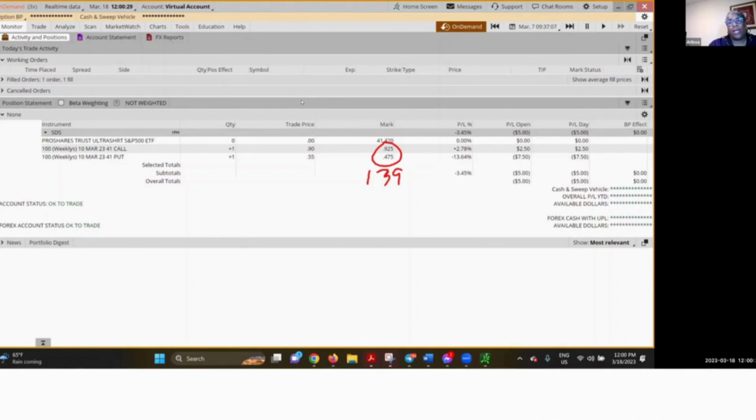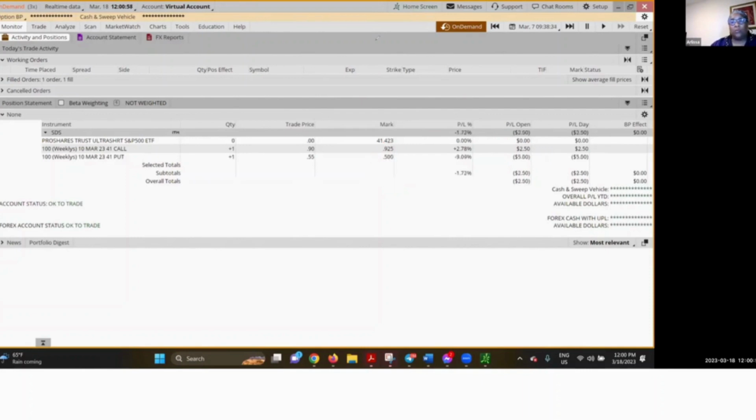If we add those together, this shows we're at a minus $5 for right now. The call leg is still positive. The put leg is more negative, which means price is going up. We still haven't gotten ourselves into profit just yet.